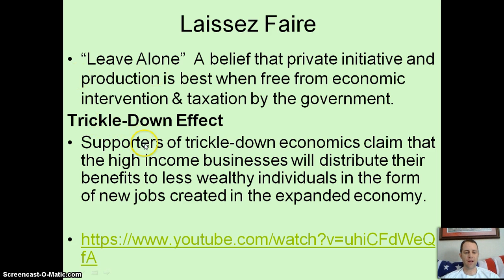And then the trickle down effect. Supporters of supply side economics claim that high income businesses, if taxes are cut on them and they can produce more supply, eventually that benefit will trickle down through the economy. They will distribute the benefit to less wealthy individuals in the form of new jobs created in the expanded economy.